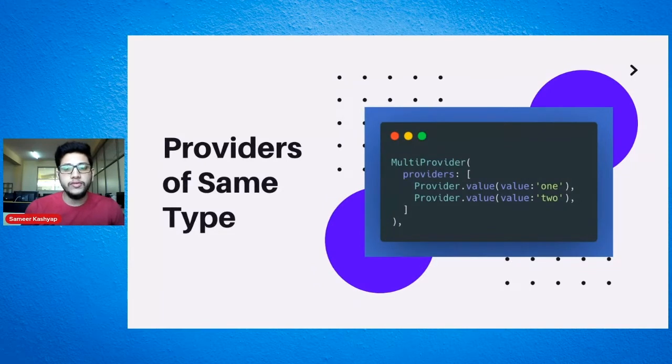This was one of the complaints that Provider didn't address. Providers of the same type could not be given, as you had to put all of your providers at the top of your widget tree. Suppose in this case it's a string, every time you would refer to this provider, you would only be referring to one of these and not both. You can't access both of them.